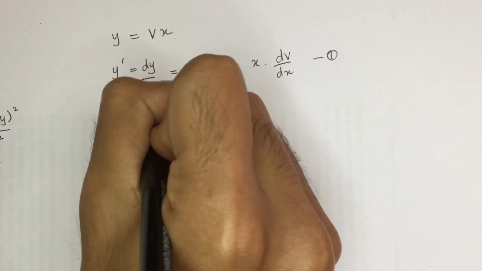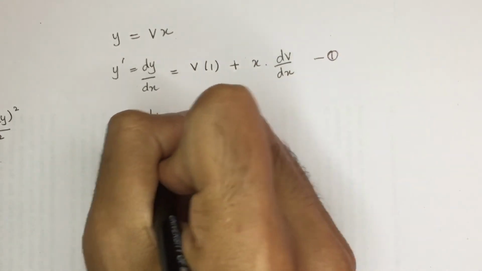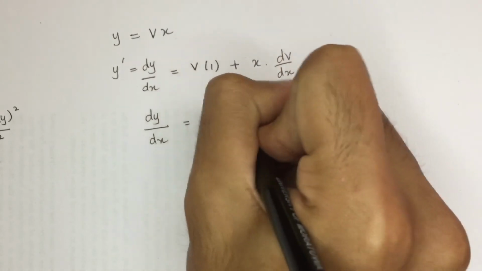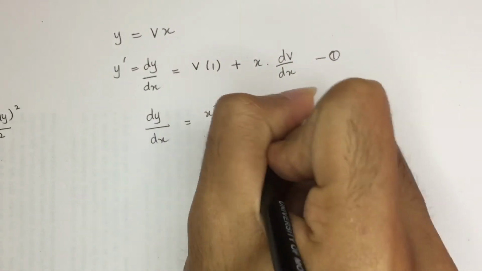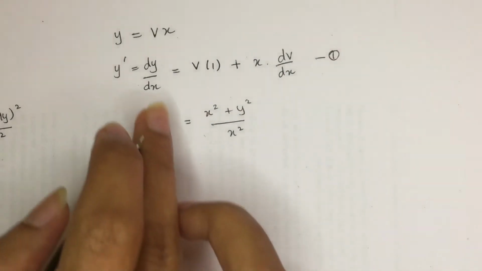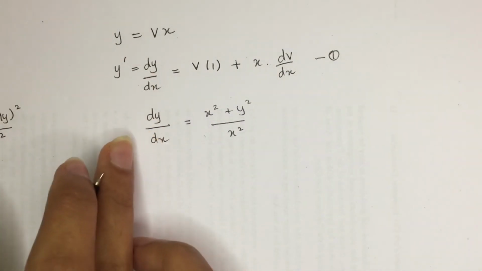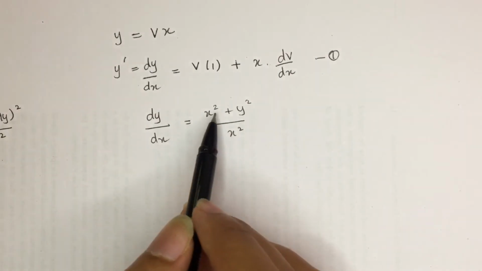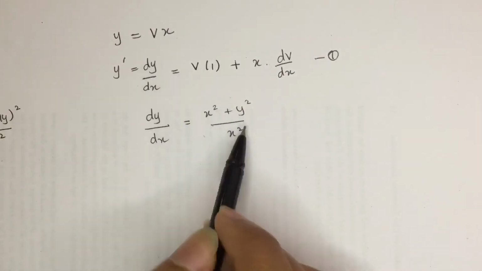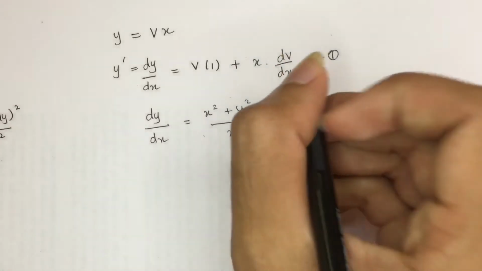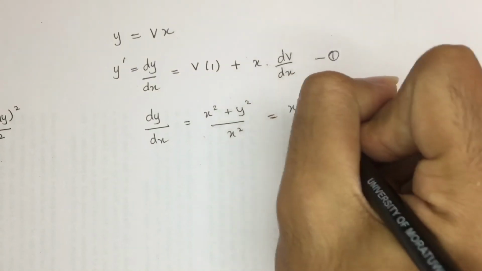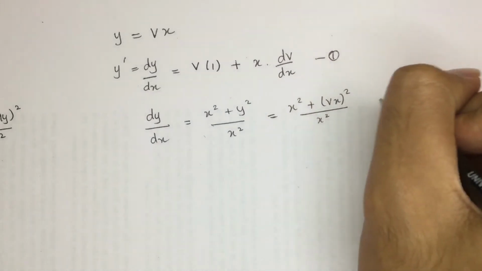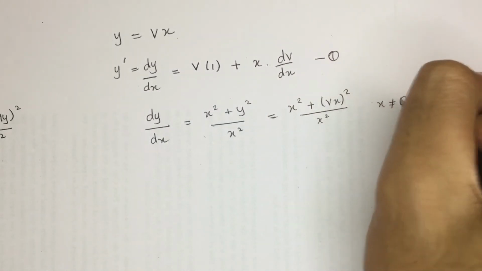The other equation we have already got from that question is dy by dx equals (x squared plus y squared) divided by x squared. The idea is to change this dy by dx into a form in v and x, so we need to substitute vx for y. If you substitute that, we get (x squared plus vx whole squared) divided by x squared. Let's take x not equal to 0.